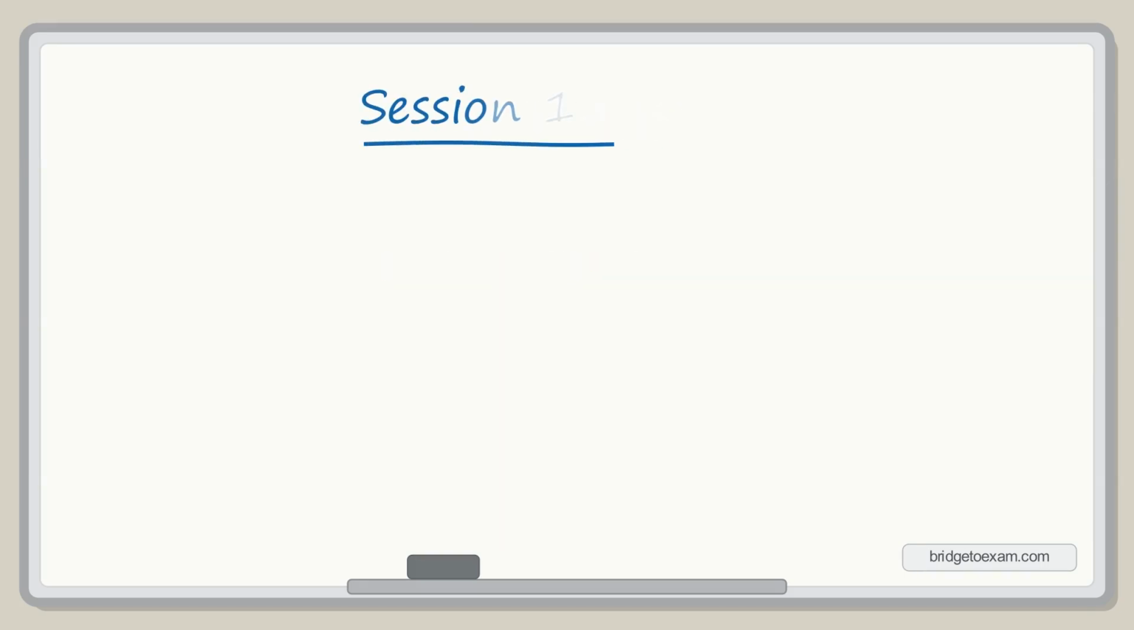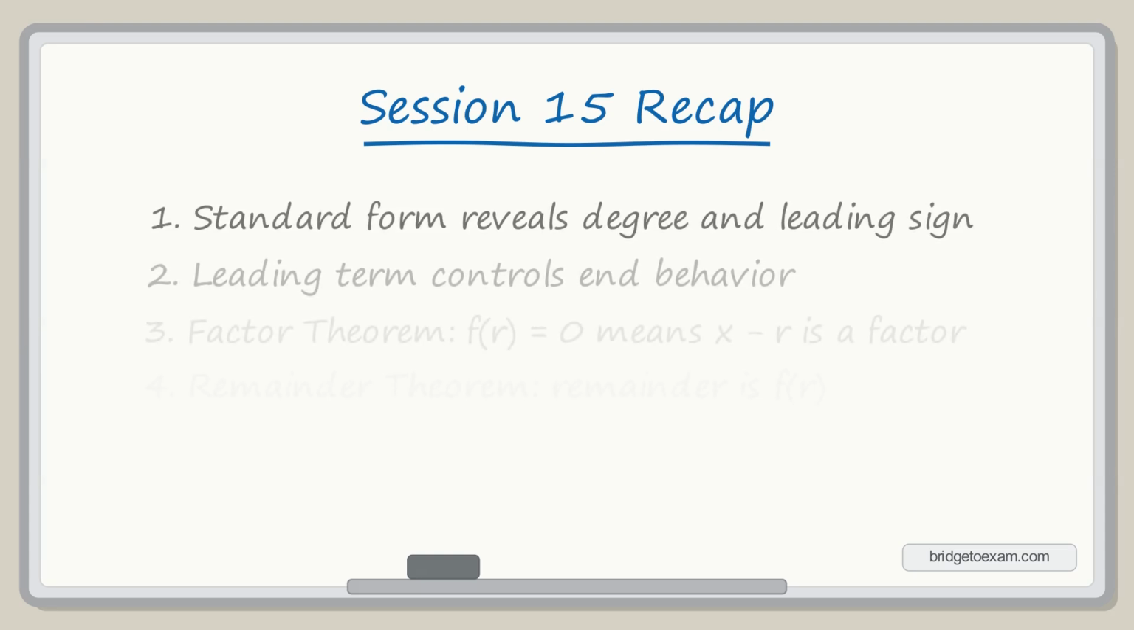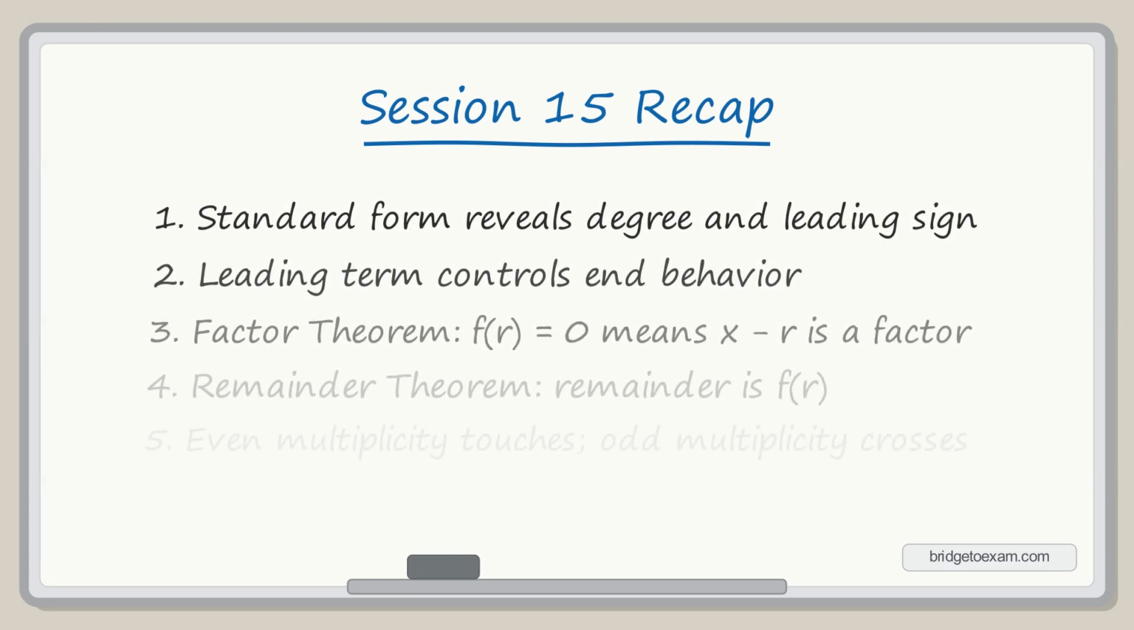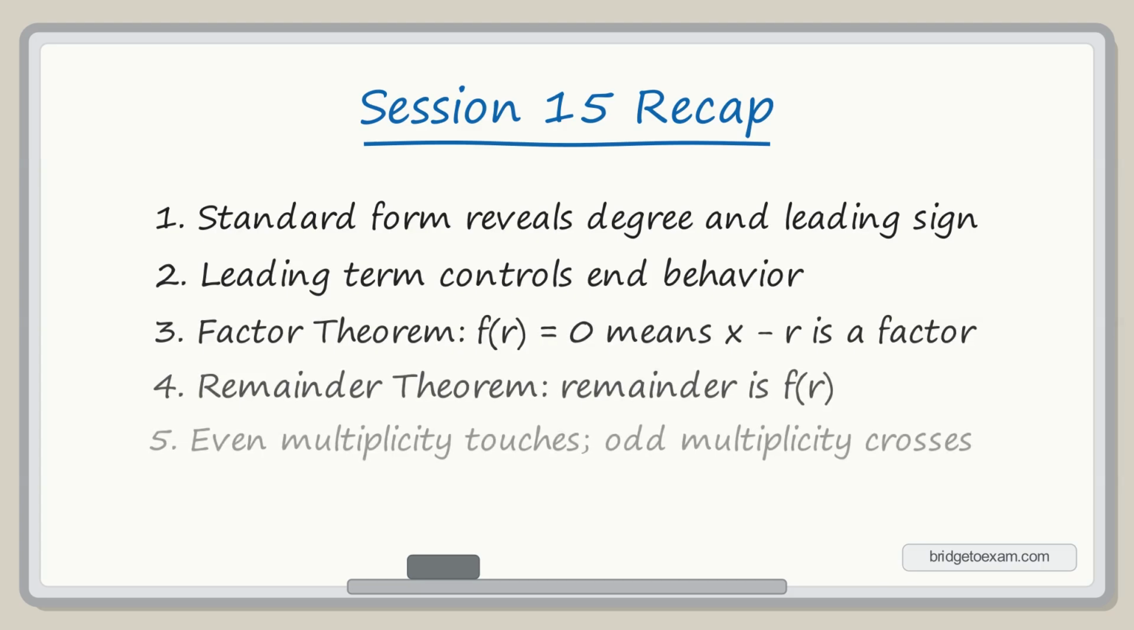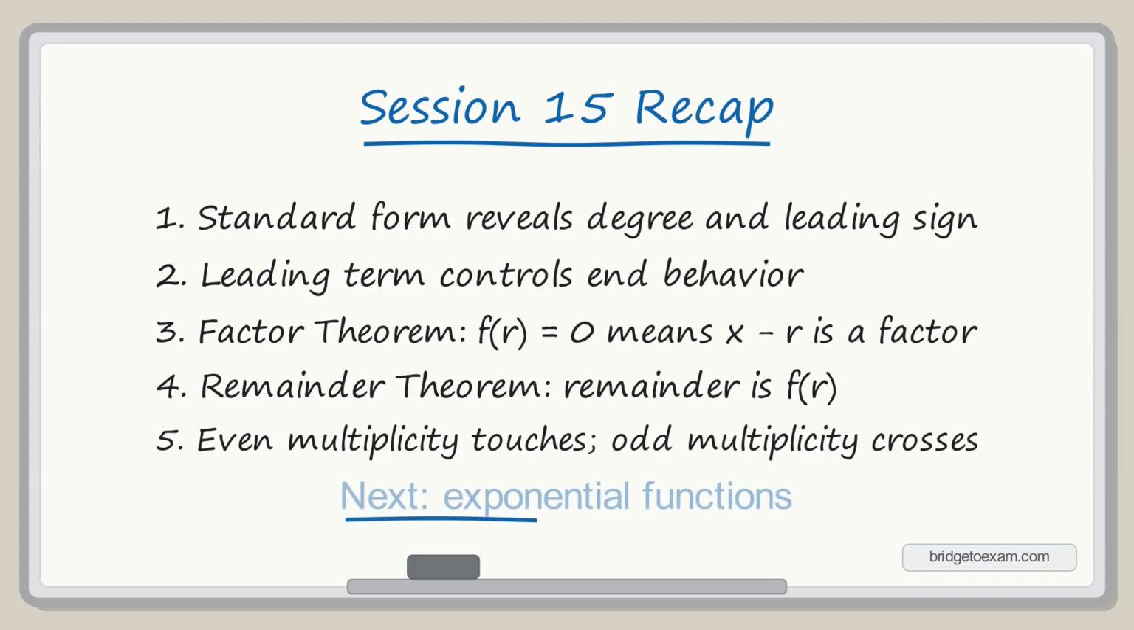Session 15 recap. Standard form reveals degree and leading sign. The leading term controls end behavior. The factor theorem connects zeros and factors. The remainder theorem gives remainders by substitution. Even multiplicity touches, and odd multiplicity crosses.